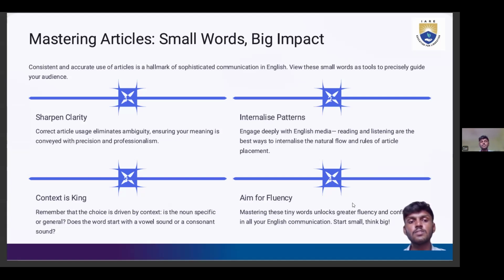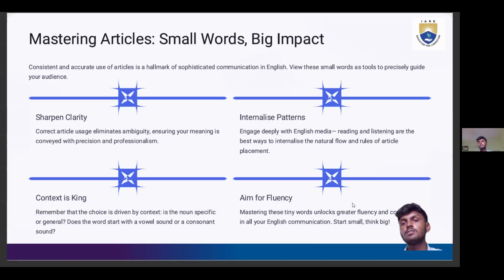Is the noun specific or general? Does the word start with a vowel sound or a consonant sound? Aim for fluency. Mastering these tiny words unlocks greater fluency and confidence in your English communication. Start small, think big. Internalize the patterns.